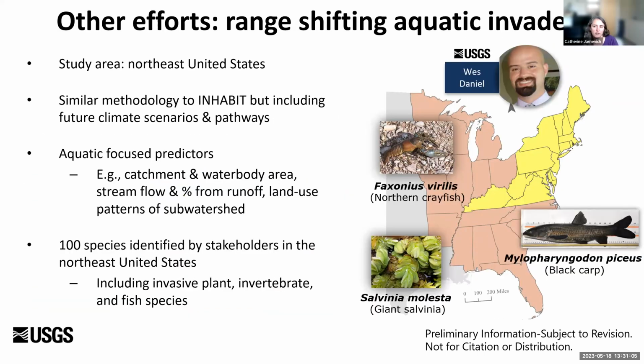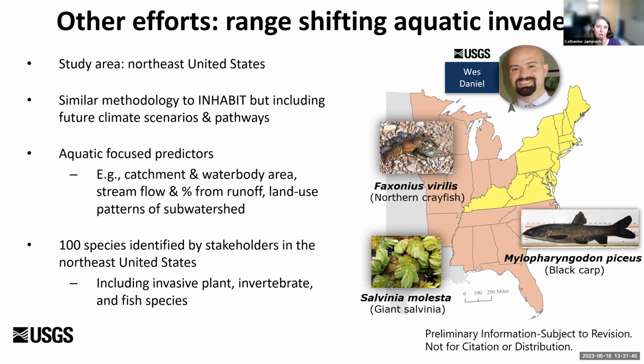Another project we're currently working on looks at range shifting for potential aquatic invaders. And this is a project that we're partnering with Wes Daniel and the Non-Indigenous Aquatic Species Database. The study area for this is really focused on the Northeast, but we're making models for the entire US. And this is for 100 invasive species that are currently established in the Southeast or the Midwest that with shifting climates may move into that Northeast region.